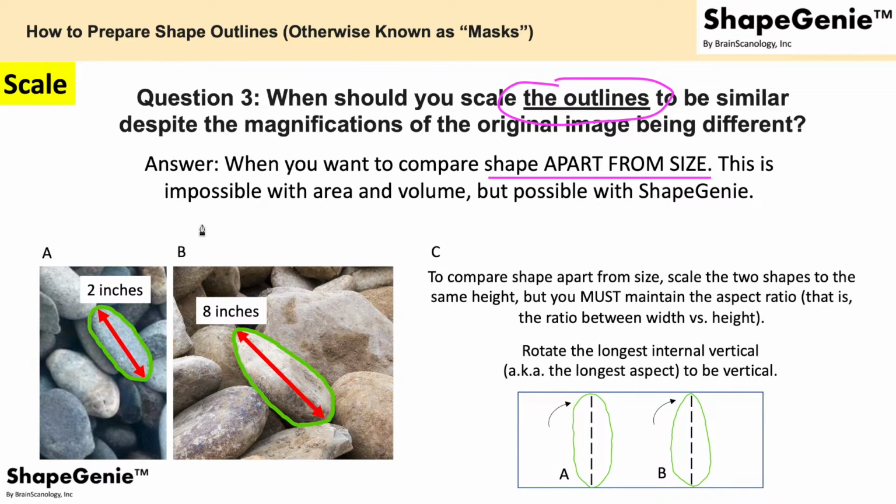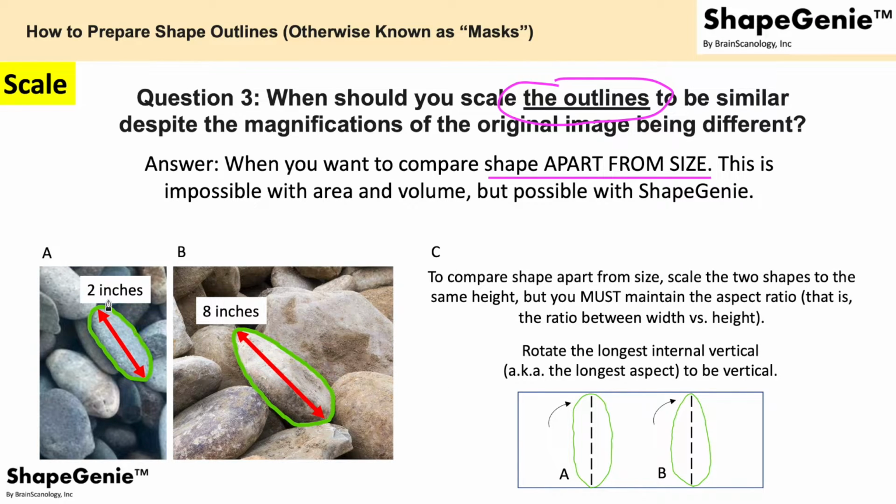Take panel A and B, for example. They are both of different dimensions, that is height and width, and different magnifications, because here, this 2-inch line in panel A is actually around 4 to 5 inches in panel B. But even though the data is different in both dimension and magnification, it doesn't mean you can't compare the shapes within these two images. Take, for example, panel C.